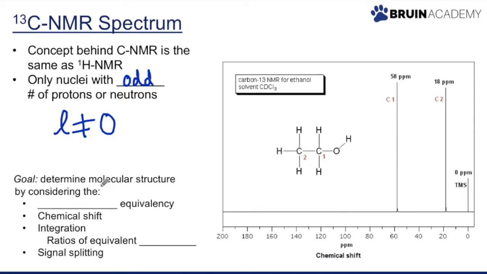And we consider the same 4 things that we considered in proton NMR, except this time we consider them in the context of carbon. So here we look at carbon equivalency instead of proton or hydrogen equivalency. We look at the chemical shift, we look at integration, which is the ratio of equivalent carbons this time as opposed to protons, and then we also look at signal splitting and spin-spin coupling to get some information as well.